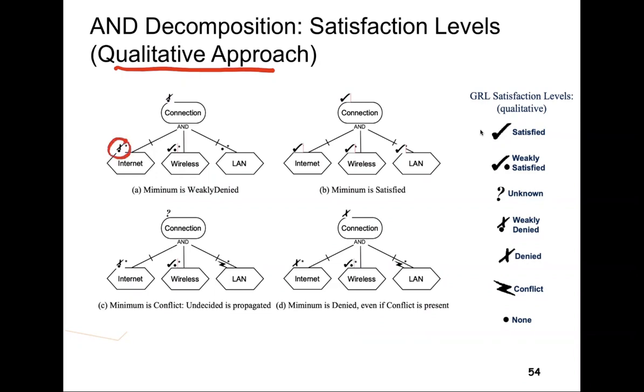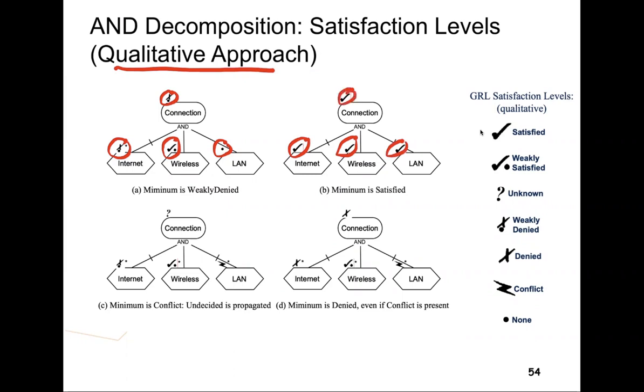For the minimum, say we have three tasks. The first one is weakly denied, the second task is weakly satisfied, and the third task is none. If you're going to AND the three tasks together, AND will take the minimum value. The minimum value is weakly denied. So the satisfaction level of the connection goal is weakly denied. If you have full satisfaction for the internet, full satisfaction for the wireless, and full satisfaction for the LAN, that means the connection is fully satisfied.